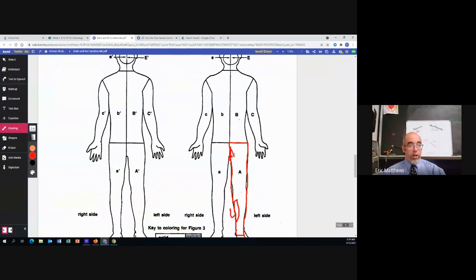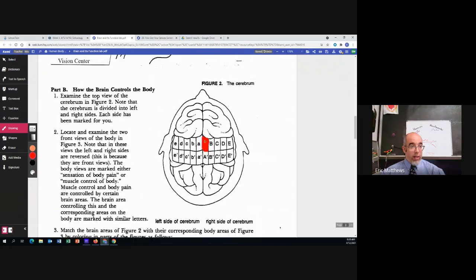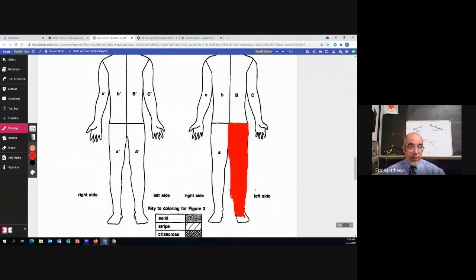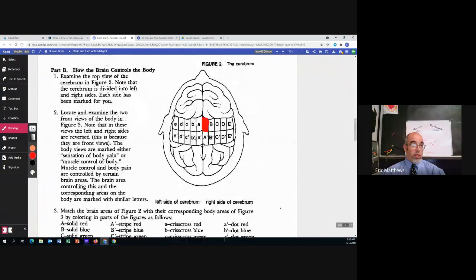And then we would color this in solid as well, which I would need a much larger, similar to all of our previous labs. I don't care if everything's perfectly in the lines. We want the idea. So what we're saying is that this part of the brain that we've colored in solid red controls the left side leg, so your left leg for muscle control. You can see it labeled right there.